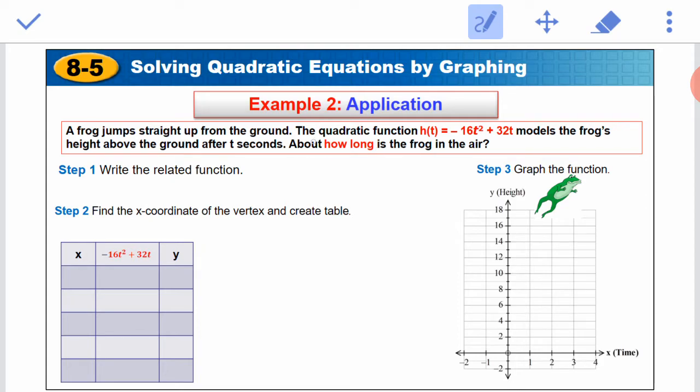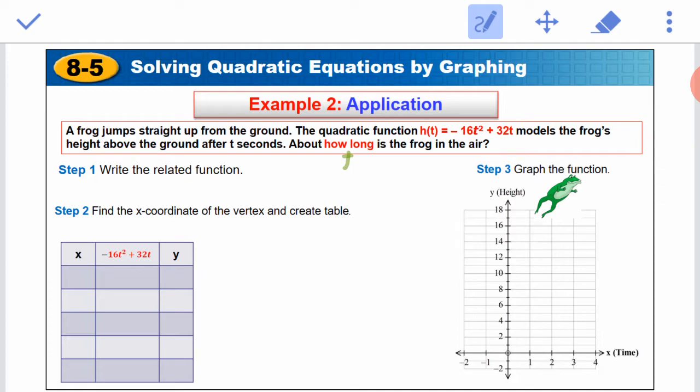This is the question, guys. How long? It means I'm asking you about the time. How long is the frog in the air? So we need to calculate how long does it take this frog to perform this nice jump from the moment it starts to jump to the moment it lands on the ground again.